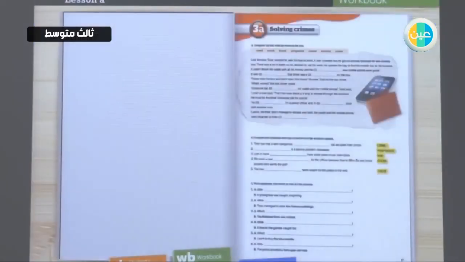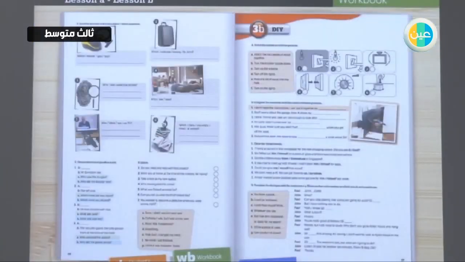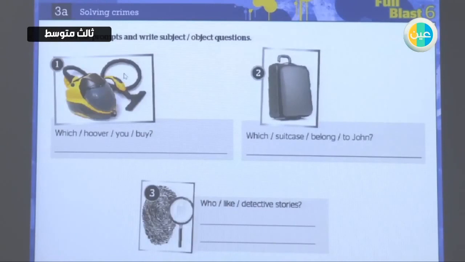Now let's move to the exercise at page 98, exercise D. At this exercise, we're going to use the prompts given to write subject-object questions. Let's take a look at the first one. We have which Hoover you buy. So we're going to form a question, either subject or an object question, using those prompts.